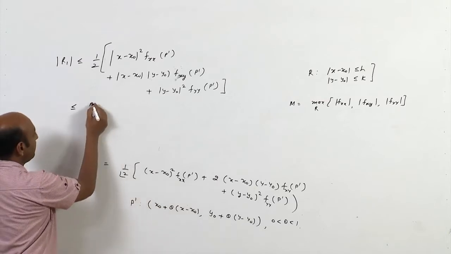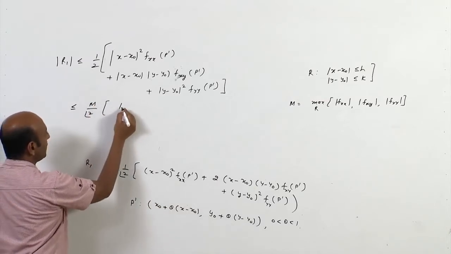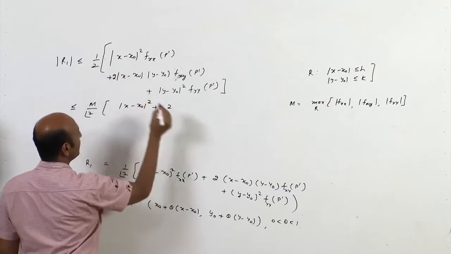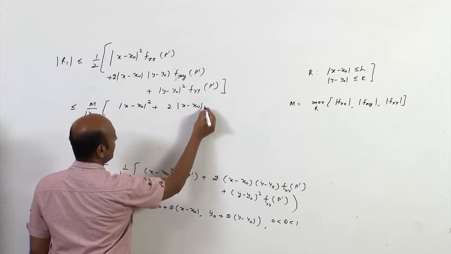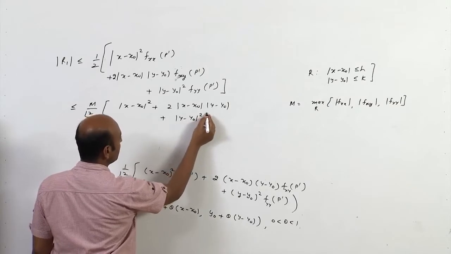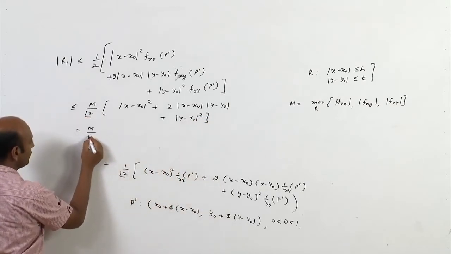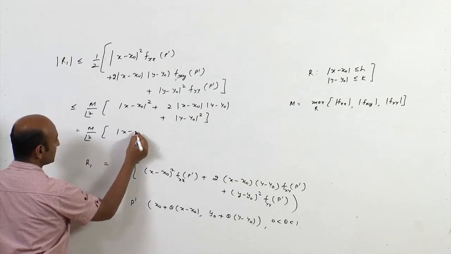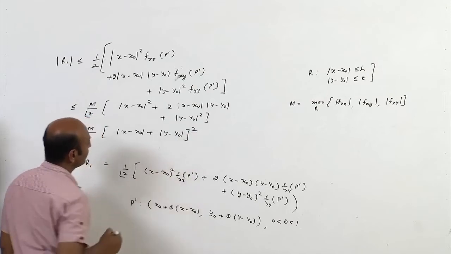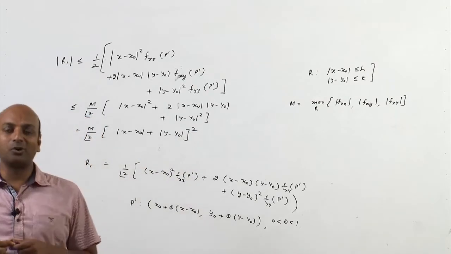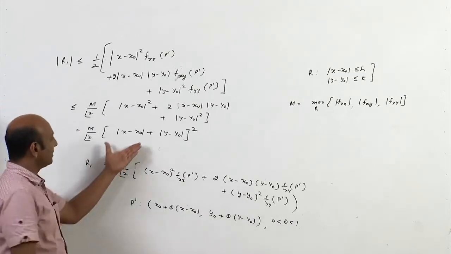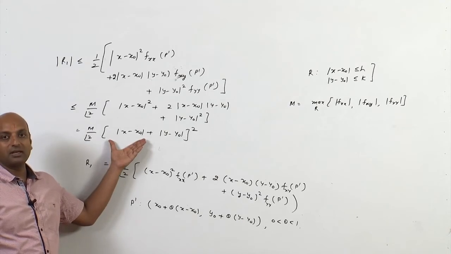So, this will be M by factorial 2, times mod x minus x naught whole square plus 2 mod x minus x naught mod y minus y naught plus mod y minus y naught whole square. So, this is equal to M by factorial 2 times (mod x minus x naught plus mod y minus y naught) whole square. So, this is an upper bound of the error term. Basically this will give an error term concerned with the linear approximation of f(x,y).